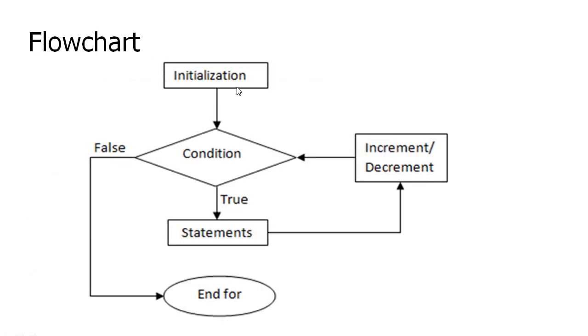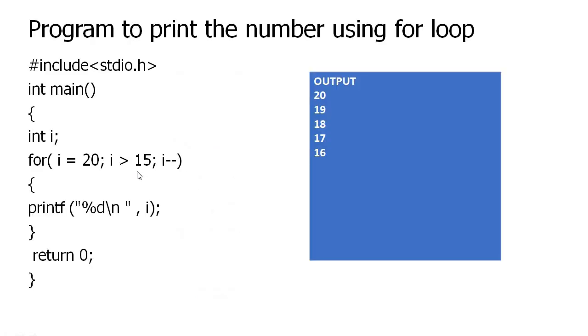So this is a flow chart. The first part is the initialization. First we initialize the variable, then we check the condition. If the condition is true, we execute the statements. Then we move back to the for statement and increment or decrement the value. Then we check the condition again. If the condition is true, we execute the statements, else we move out of the loop.